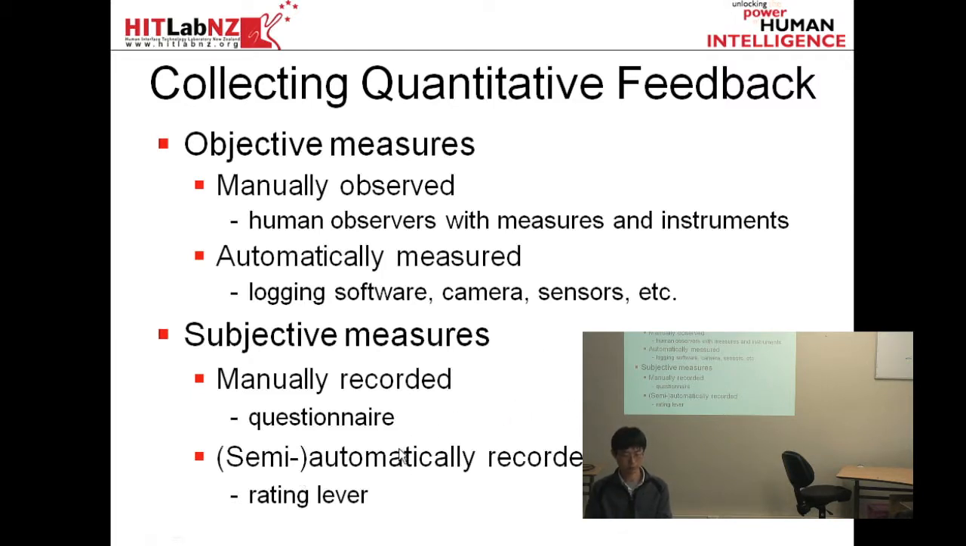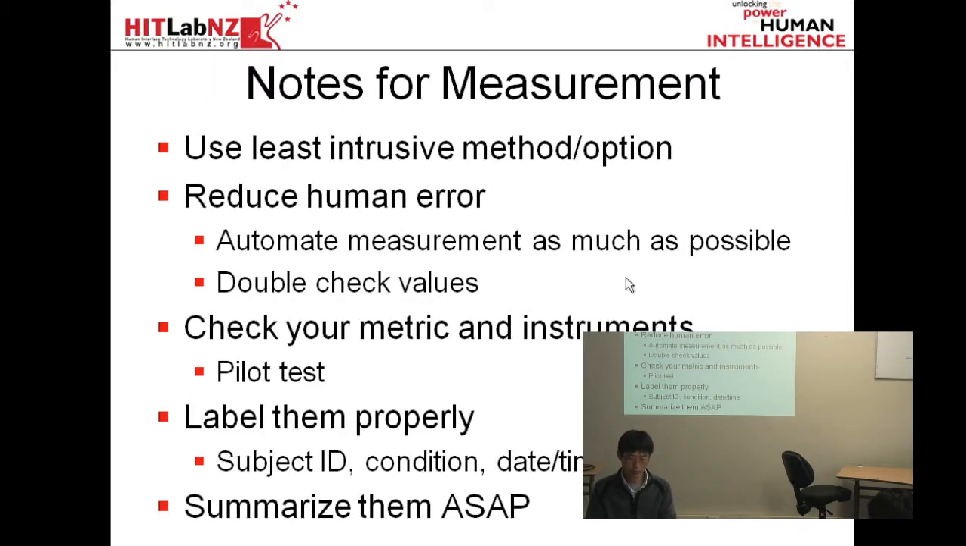And sometimes you can ask them later on to rate them in a questionnaire, but sometimes you also have a kind of mechanical lever that asks people to push it up when you are getting bored, or push it down when you're very excited, and so forth. So it's a semi-automatic way to record the user's subjective yet quantitative feedback, depending on where your lever was placed. So there are different ways to measure this kind of feedback.